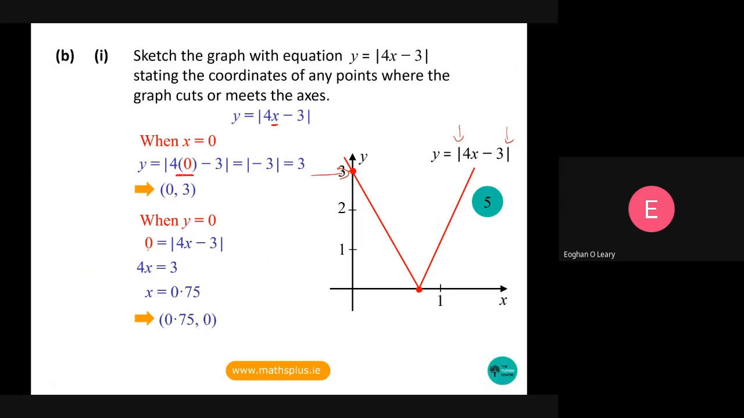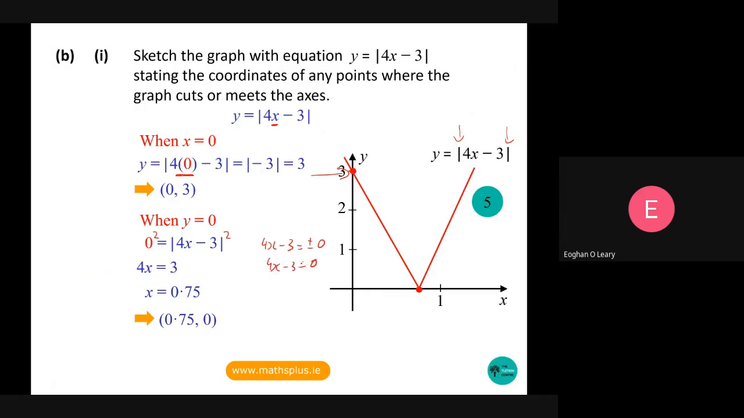So when y is 0, what are you going to get? You're going to get the modulus of 4x minus 3 equals 0. You can do this in a couple of different ways, but it ends up being the same thing. You could square both sides to get rid of the modulus sign, or you could take what we call the plus or minus case. So 4x minus 3 is equal to plus or minus 0. But as you know, plus or minus 0 is just 0. So there's actually just going to be one solution for this part.